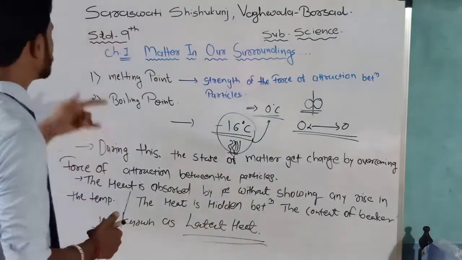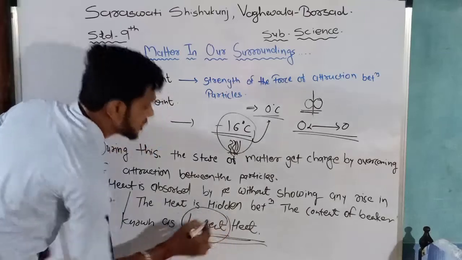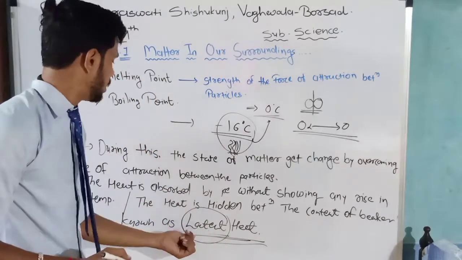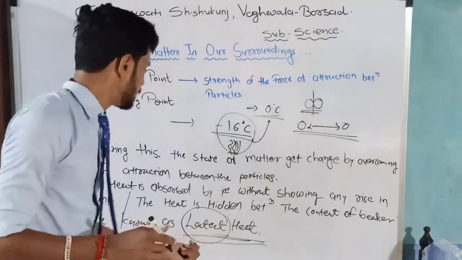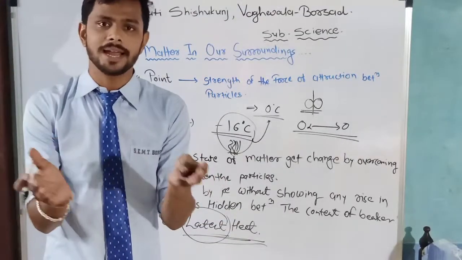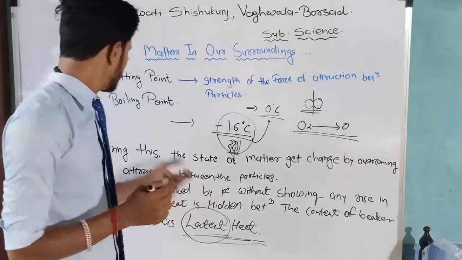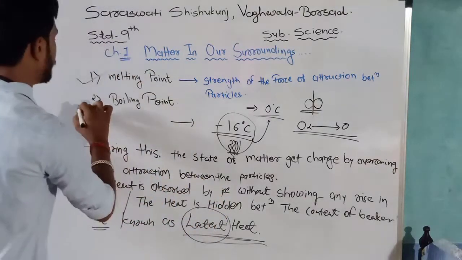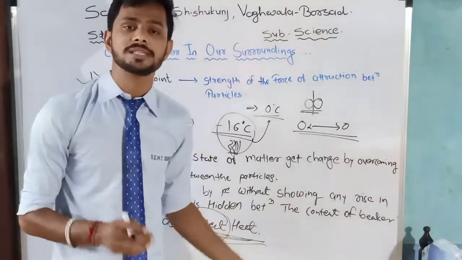So remember these terms, students. What is the latent heat? The word latent is a Greek word, and its meaning is to be hidden. Okay. So what is the latent heat? That is a hidden heat that is hidden between the content of the beaker. So remember these four terms: melting point, boiling point, latent heat, and the fourth one is latent heat of fusion.